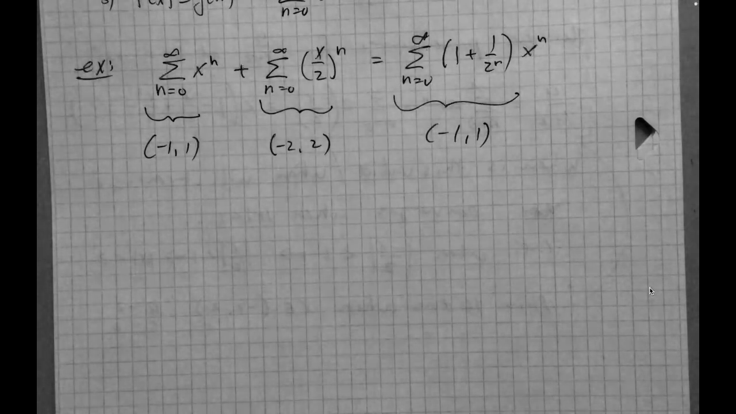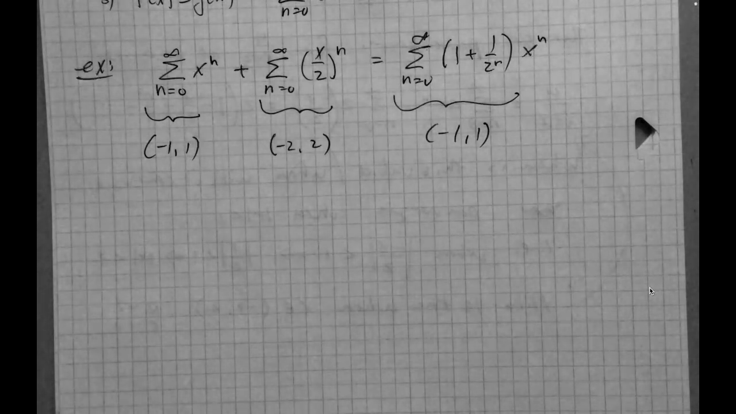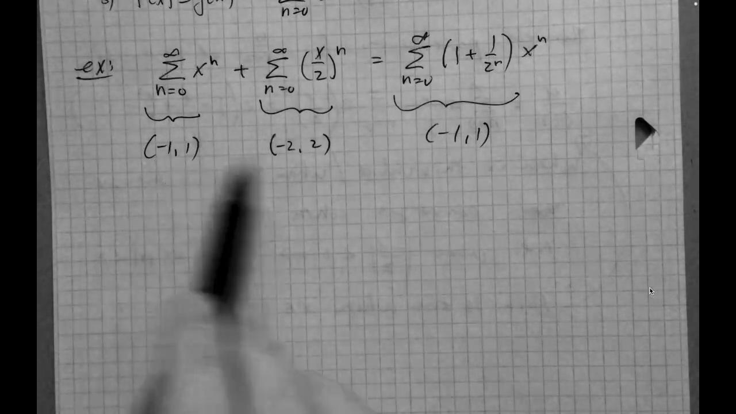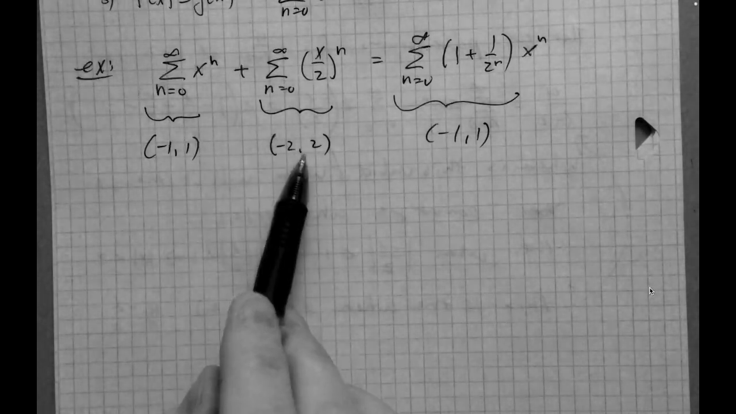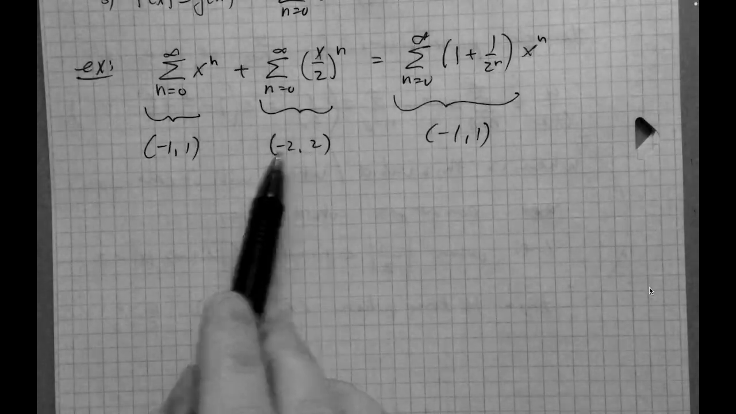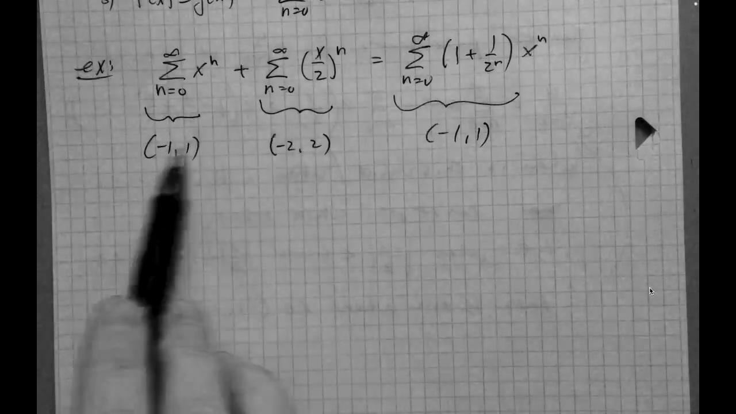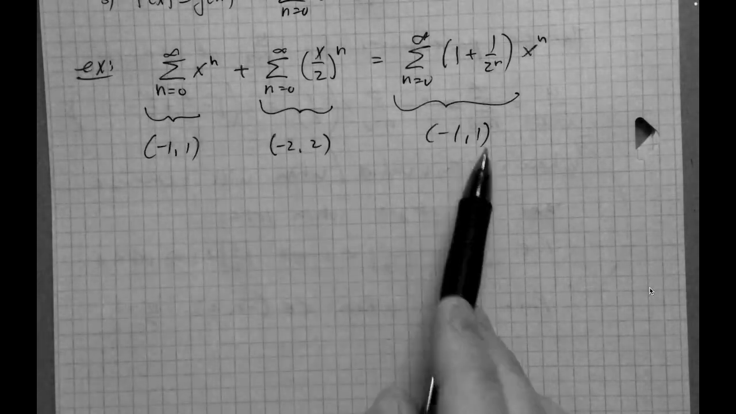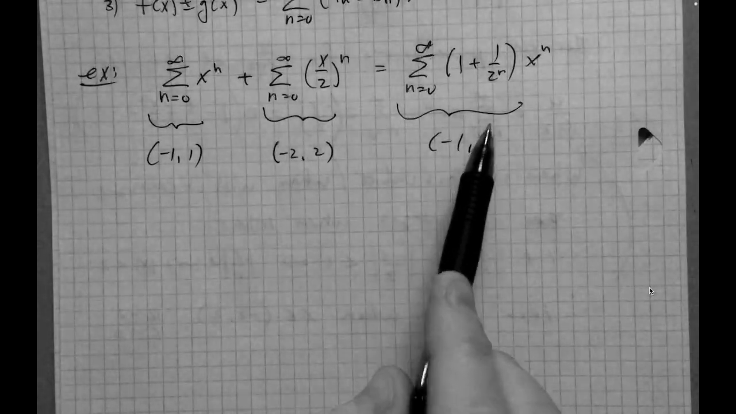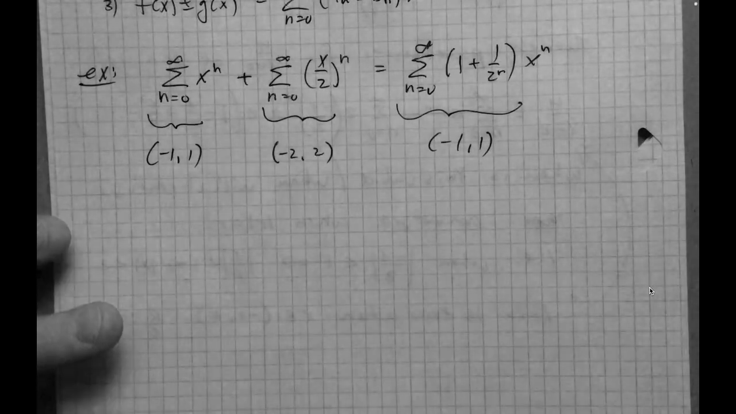So at least from this particular example, you might be inclined to say it must be like the intersection of the intervals, because -1 to 1 is also in this one. But then this one is wider, and that extra piece that isn't contained in this one is also not present in the sum. And so in general, that is the case.